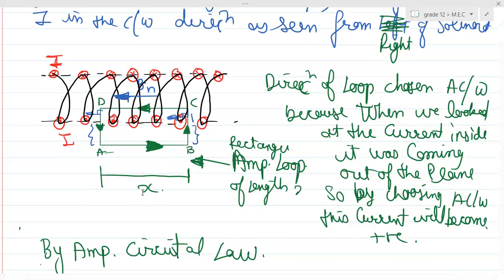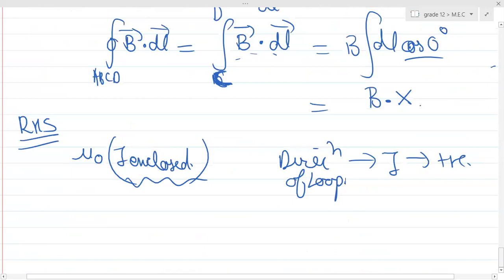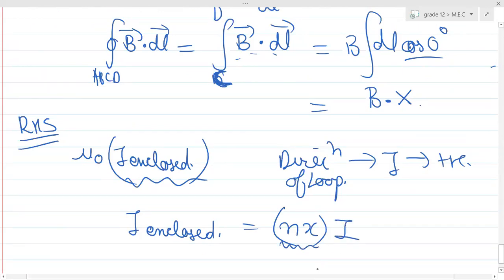The number of turns will be n small n into x. So that many wires of current I will be crossing this loop in the perpendicular direction, right? So here in this case, whenever we write I enclosed, it will be equal to n into x. These will be the number of wires and this will be the current.